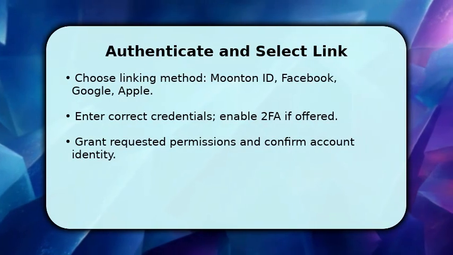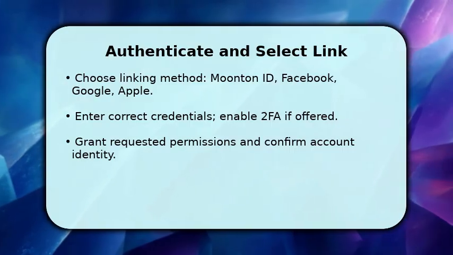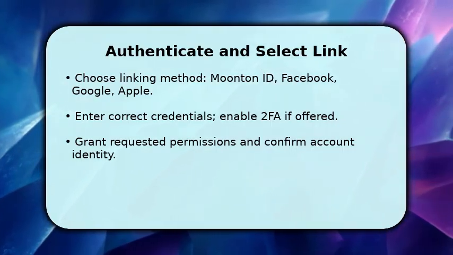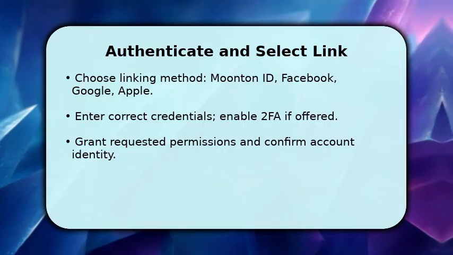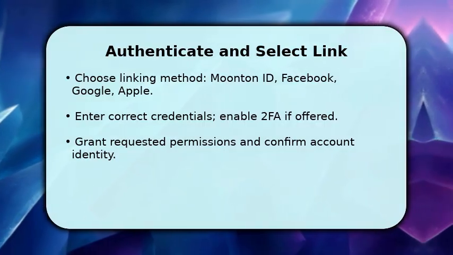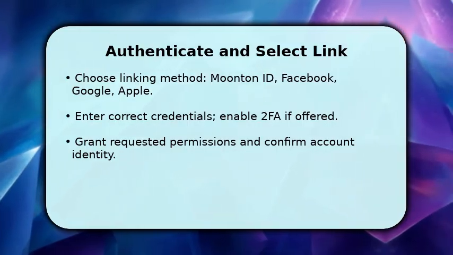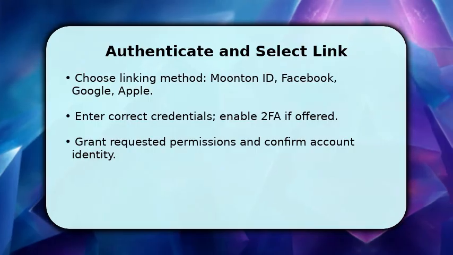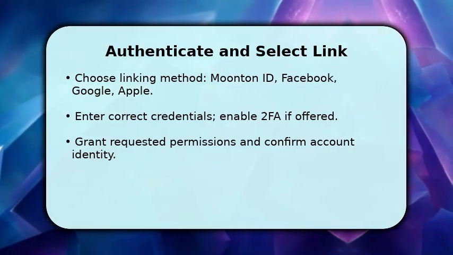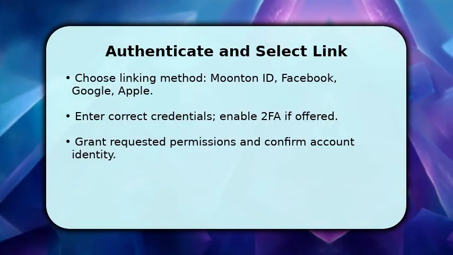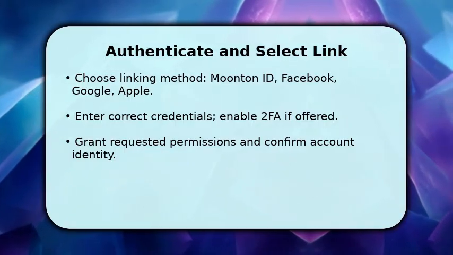You'll now pick the specific provider to link. Tap the Moonton ID button for a direct link, or choose Facebook/Google/Apple if those are your recovery options. When the authentication prompt appears, enter credentials carefully. Typos make the flow fail. If two-factor authentication appears, follow those extra steps. This adds security and ensures the provider accepts the request.